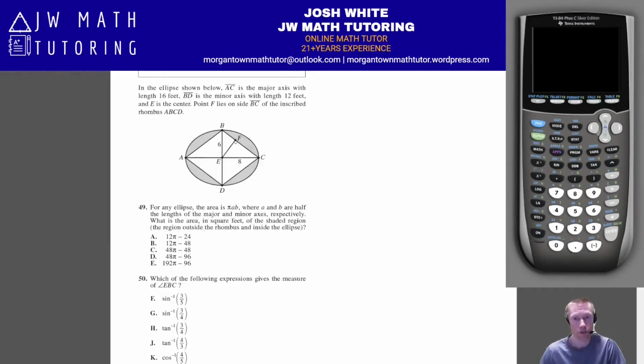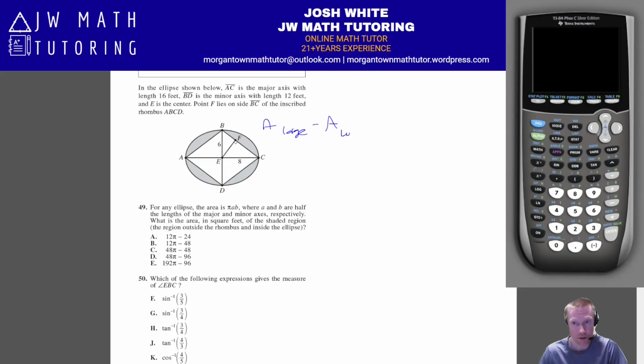A picture here of an ellipse with a rhombus inside of it. It applies to the next 3 problems. So starting with problem number 49, it wants to know the area of the shaded region. So whenever you have a shaded region, we're going to follow the general approach of area of the large minus area of the small.